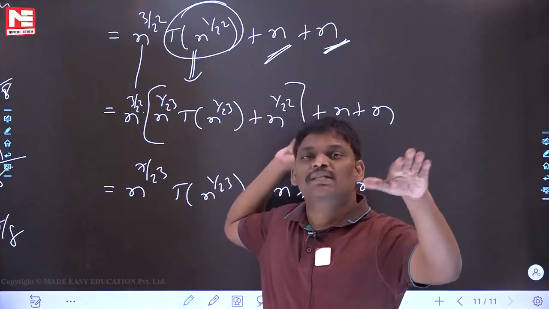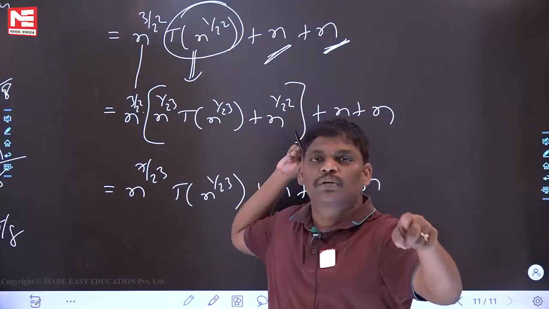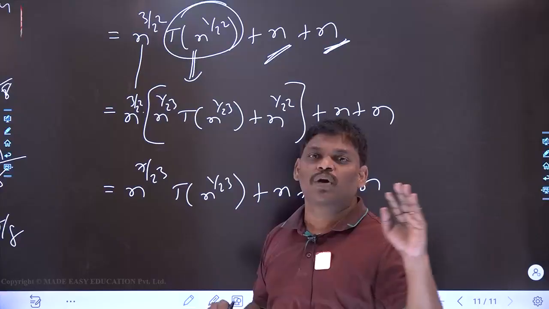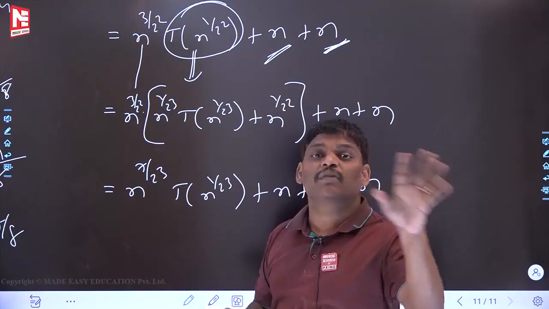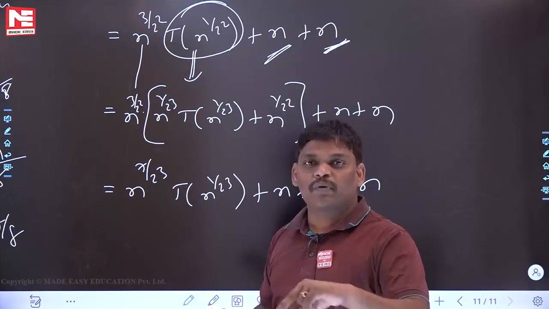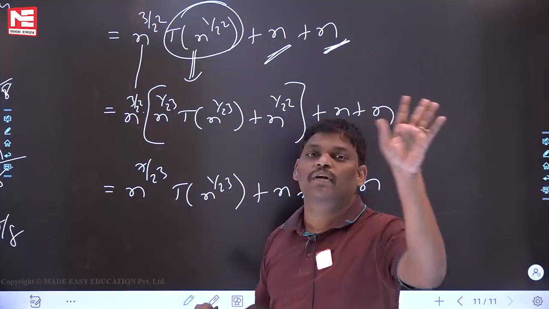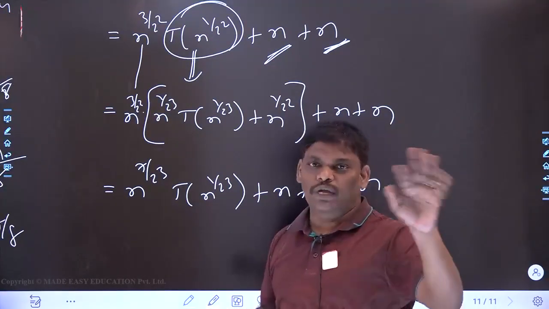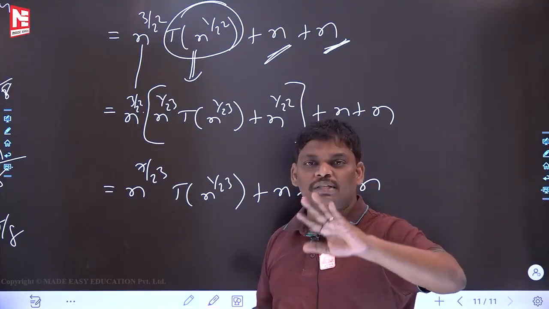Can you help me, what is the answer of this one? N power 5 into n power 7. What is the answer? It is not n power 35. N power 5 into n power 7 is n power 5 plus 7. N power a into n power b is n power a plus b. Powers you have to add. Small calculation mistakes are going on.